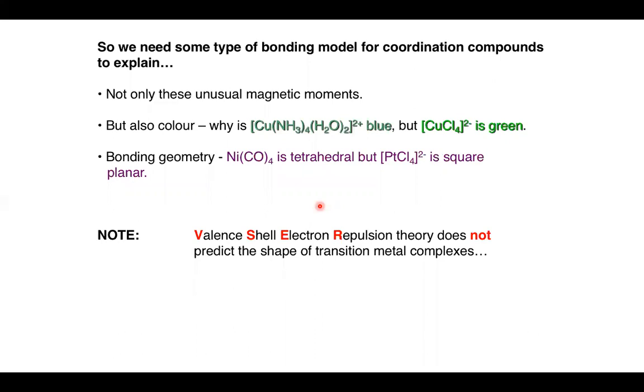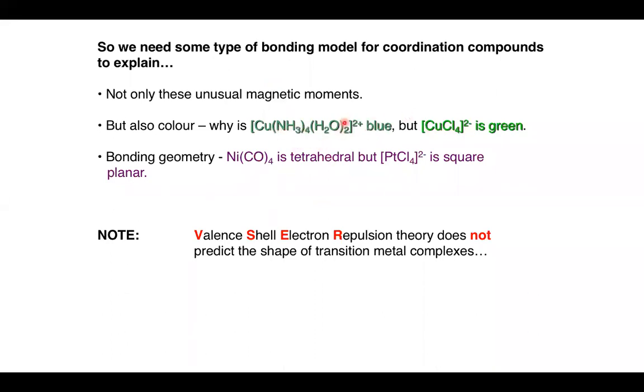So we need some type of bonding model for coordination complexes to explain not only these kind of unusual magnetic moments that we saw, but also why some complexes are different colors, even though they have the same metal. If there was no unique behavior going on, then we would assume that these 2 copper complexes would be the same color.